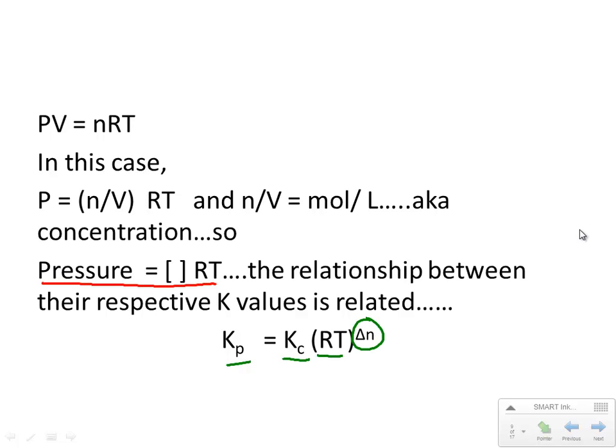The delta n is the number of moles of product minus the number of moles of reactant. And you can get those from the balanced chemical equation. It's just looking at the coefficients.